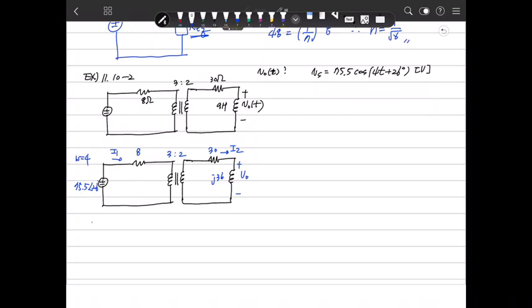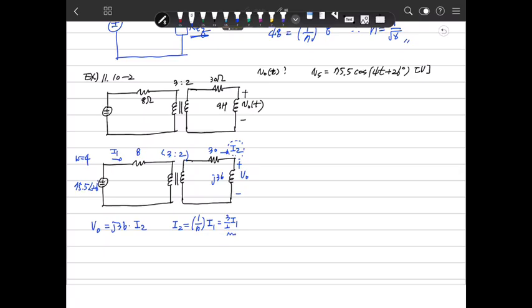Then to get the Vo, it is exactly the same as 36 and I2. So to get Vo, we want to get the I2. So that is the first step. So where is I2? Because this is an ideal transformer, I2 is 1 over n times I1. So I think I1 should be obtained first.